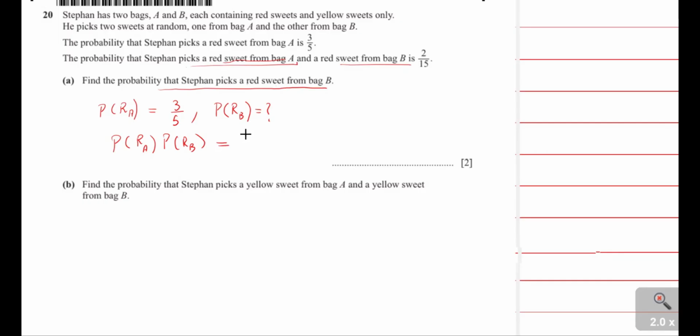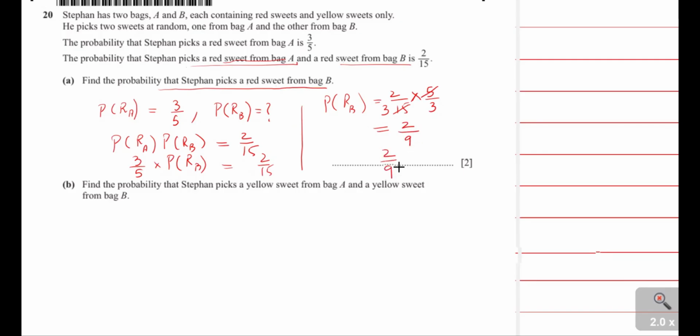That will be equal to 2 over 15, and here this value is 3 over 5 multiplied by the probability of a red sweet from bag B, equal to 2 over 15. This value will be equal to P of RB. This will be equal to 2 over 15 divided by 3 over 5. When we shift from the left side to the right side, it becomes 5 over 3, and 5 times 3 is 15, and therefore this value becomes 2 over 9, and 2 over 9 is the answer.